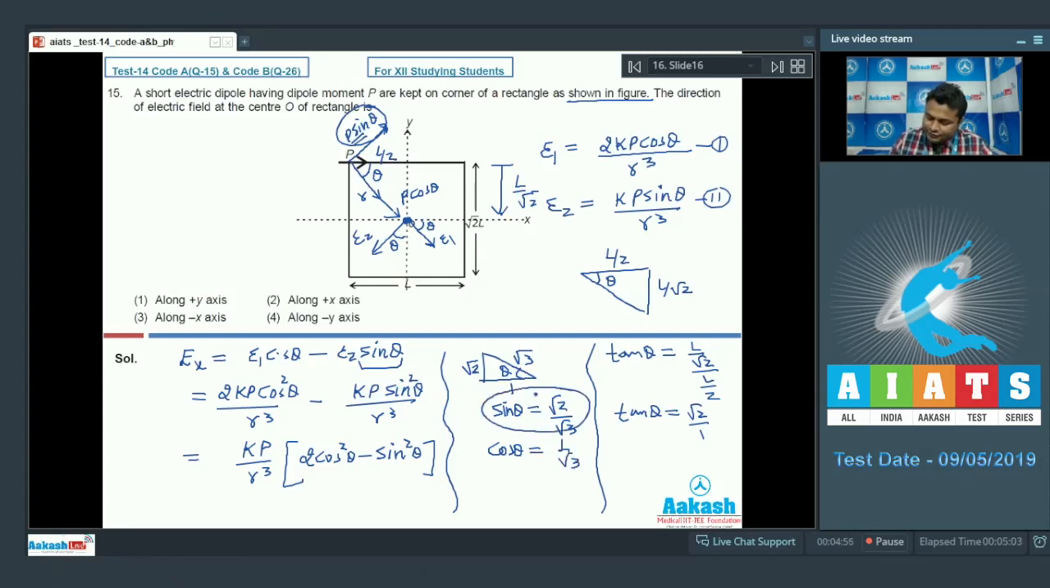Putting the values of sin theta and cos theta into the final equation, what we are going to get is Ex equals kp upon R cube times 2 into cos square theta, that is 1 by 3, minus sin square theta, that is 2 by 3, which gets you 0. Since Ex is 0, it means the net electric field is along the y direction. Therefore the electric field is along the negative y direction from the diagram.